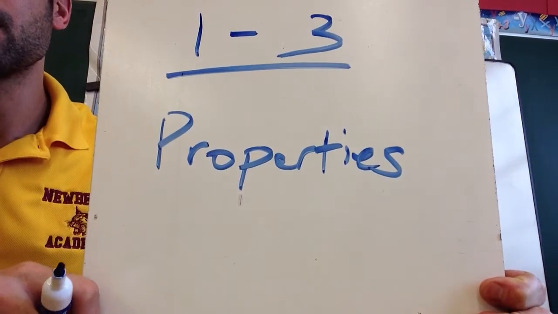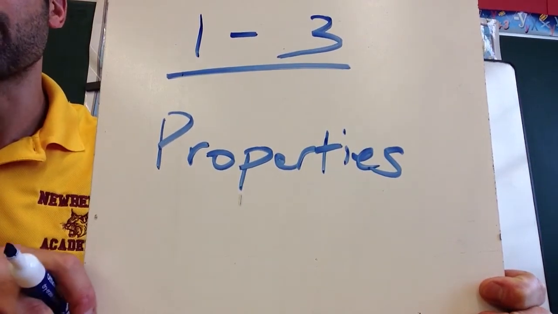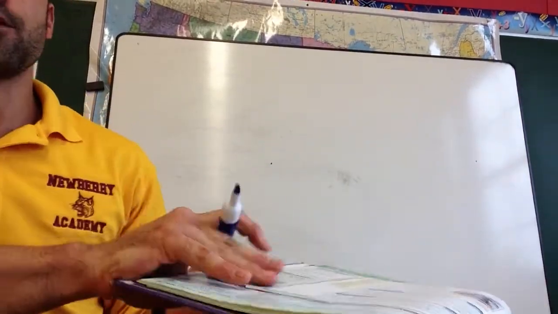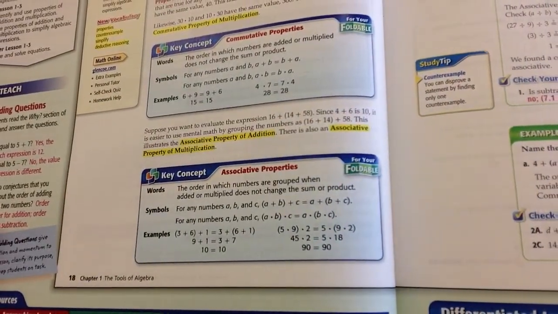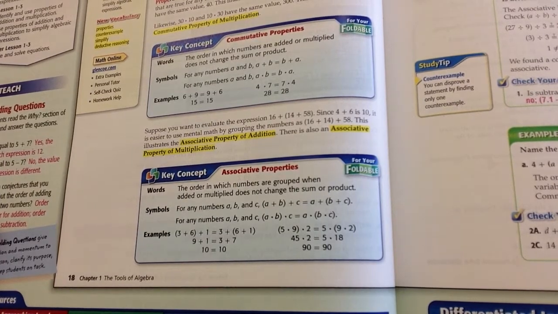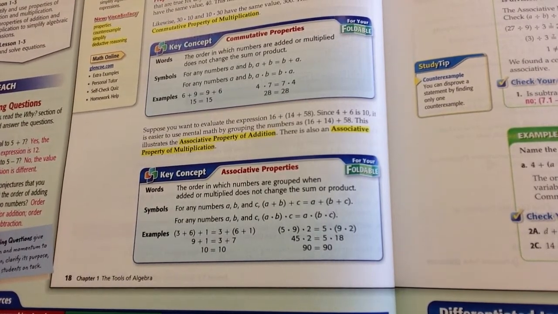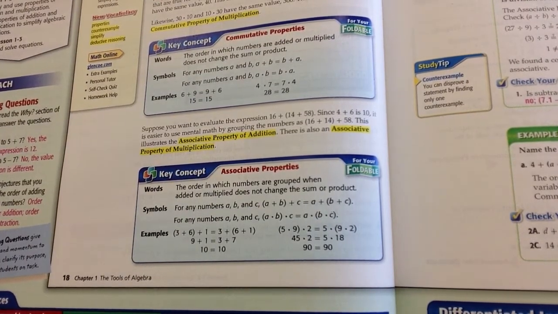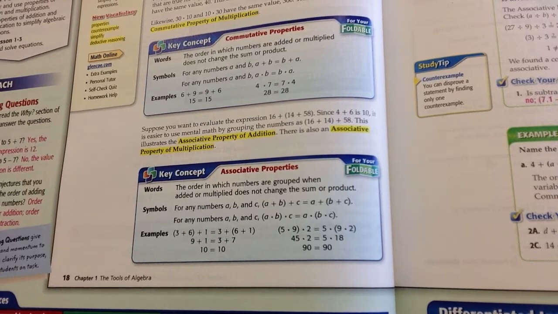In this video, we're going to discuss Chapter 1.3, Properties. I want to start by showing you the book and how they showed you the properties. The first is the commutative property, which talks about moving numbers around. So for example, 2 plus 3 equals 3 plus 2, or 4 times 3 equals 3 times 4. It's just the idea that numbers can move.